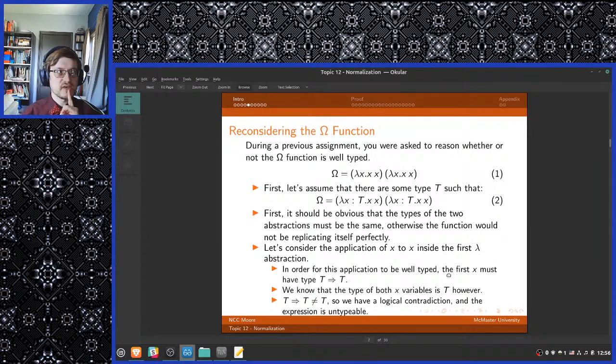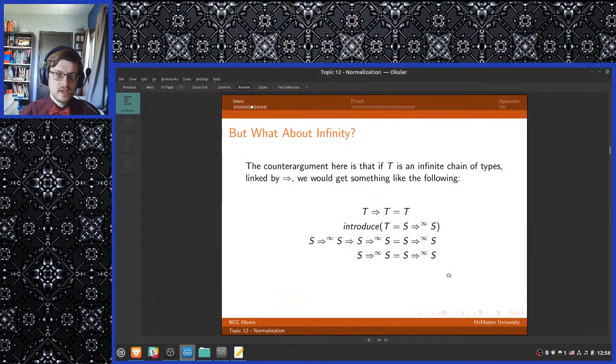So this, I expect to be a fairly controversial way of approaching it because there's a counter-argument to this. But what about infinity? So the counter-argument is that if t is an infinite chain of types linked by the arrow type operator, then in theory we could do something like this, right? So if we say that t is some s infinitely, with an infinite chain of s types, right?